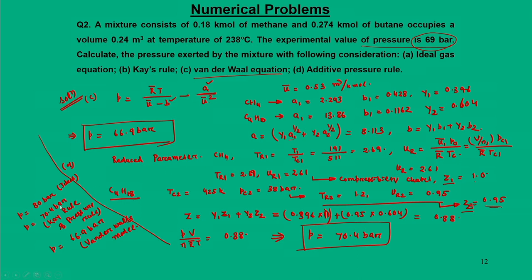But however, based on simplicity, we are using the ideal gas model, and based on our choice and the advantage of using different concepts, we can use the other models like the K rule and additive pressure rule. So, this problem demonstrates how the pressure of the mixture can be calculated by a variety of considerations.